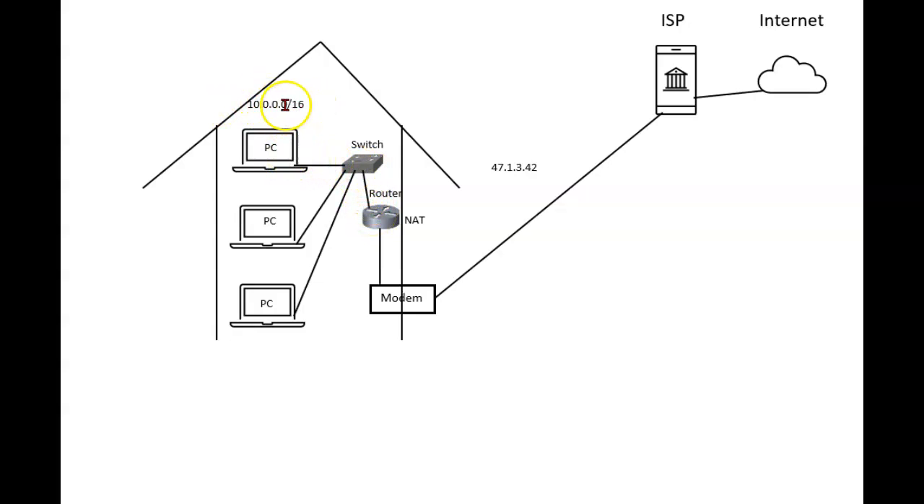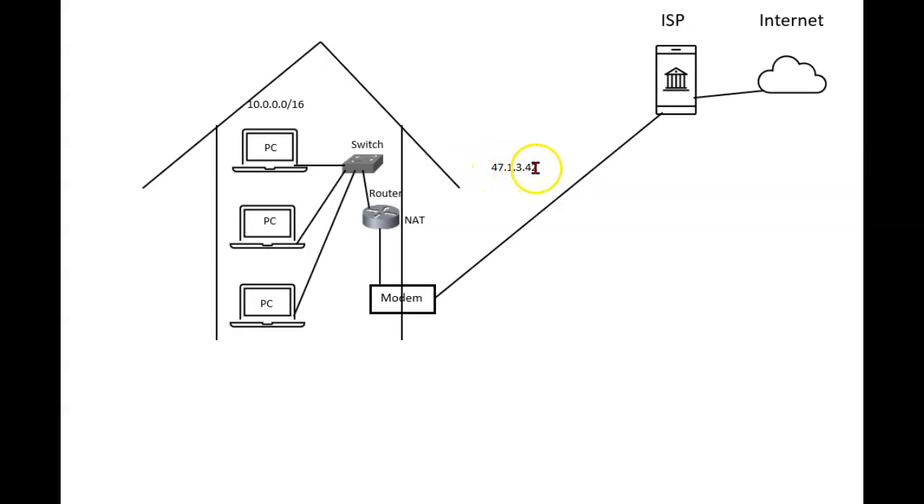Now this particular address space, this 10.0 space, is one of the spaces that we call private networks. In other words, it is a set of addresses that we cannot use on the public internet. They are reserved for use inside an organization. So it may be that another house or another organization also is using this same set of addresses, but their NAT router will translate for them and mine will translate for me.